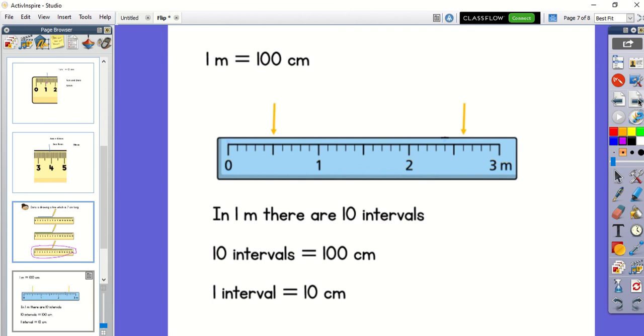Now let's look at metres. Now this time, 1 metre is worth 100 centimetres, okay? And as you can see here, I've got a metre ruler going from 0 metres up to 3 metres. And again, with a metre ruler, there's 10 intervals between 0 and 1. And if 10 intervals is worth 100 centimetres, because that's 1 metre, then one interval, one of these little jumps, must be worth 10 centimetres. Using this knowledge to help you, I want you to tell me what these 2 arrows are pointing at. Have a go.